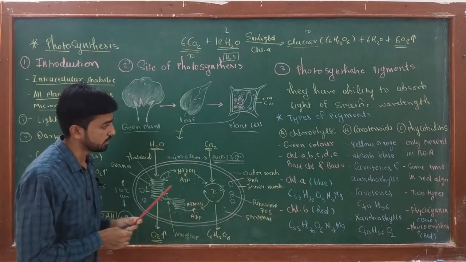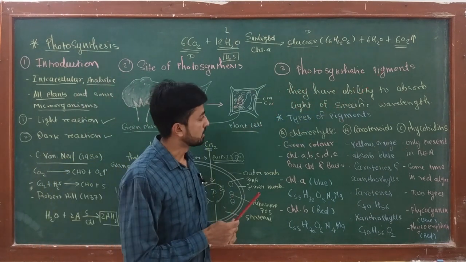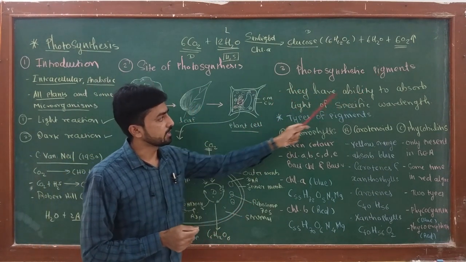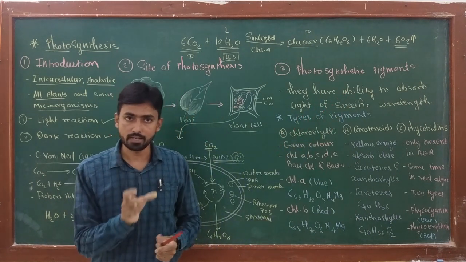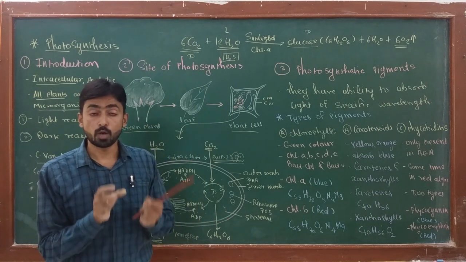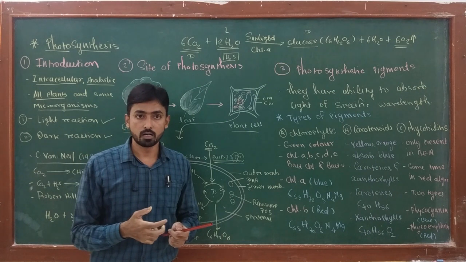So in my next point, I'm going to discuss photosynthetic pigments. Generally, they have the ability to absorb light of a specific wavelength. Every pigment present in the plant cell has the ability to absorb light of a specific wavelength. We know that light is a waveform.